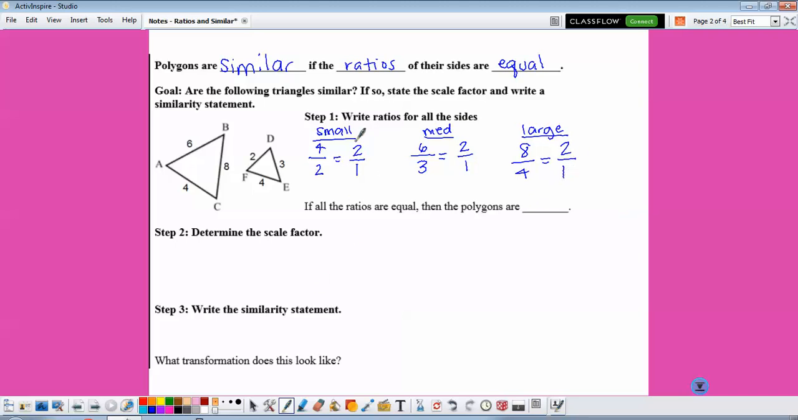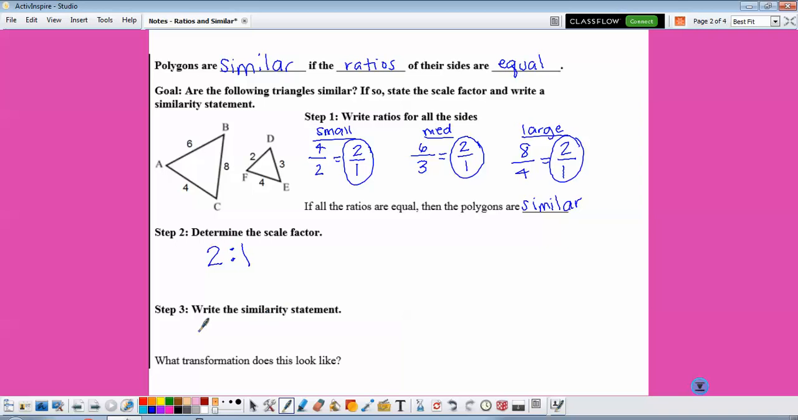If all the ratios are equal, which in this case they are, then the polygons are similar. And it has to be all of them. It can't just be 2 of them. Determine the scale factor. Well, technically, we already did. These are our scale factors. So our scale factor is 2 to 1. That tells us that the bigger triangle is twice as big as the other triangle.